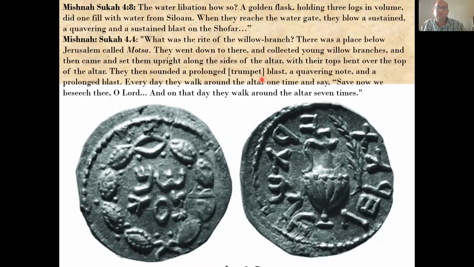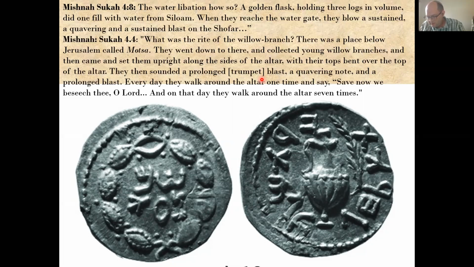And the description of the water libation ceremony. The water libation: a golden flask holding 3 logs in volume, did one fill with the water from Siloam. When they reached the water gate, they blew a sustained tekiah, a teruah, and a tekiah on the shofar. So it's a public festive event, and it's actually somehow connected to the Simchat Beit HaShoeva.